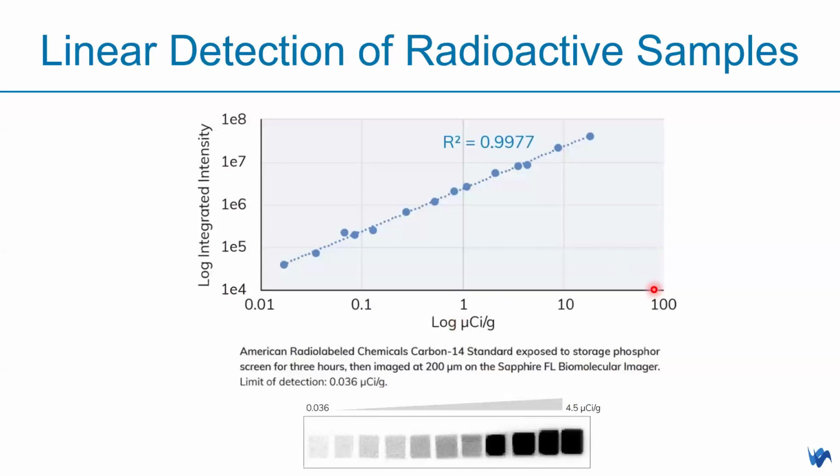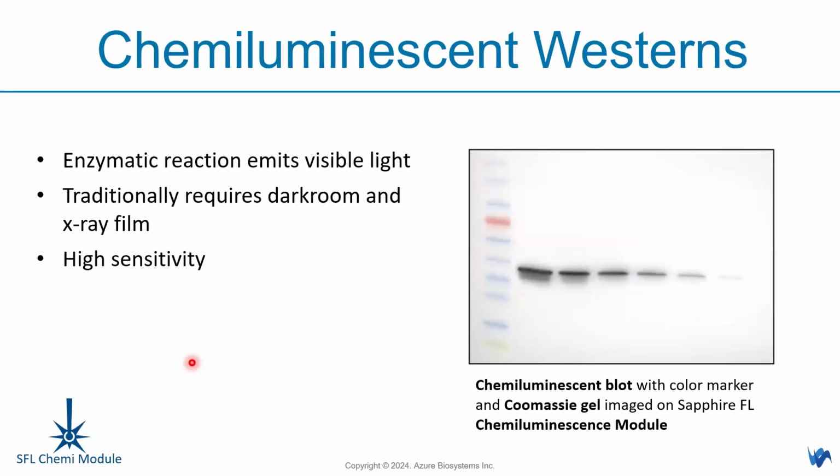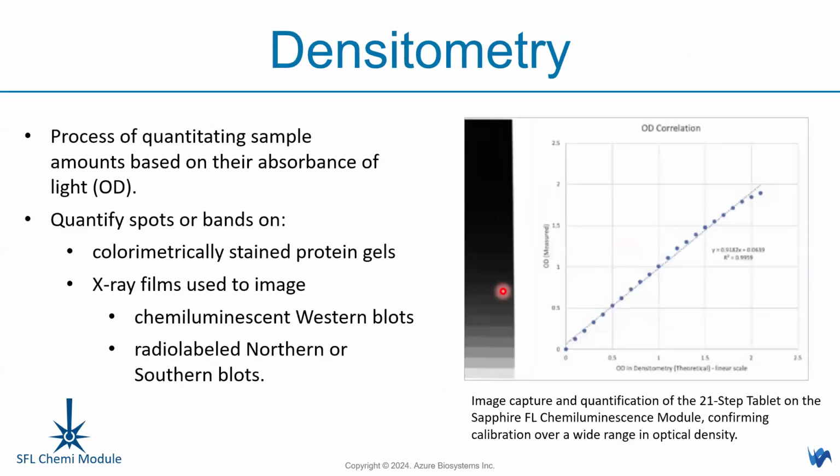Of course, we know the Sapphire FL is specifically a fluorescence laser scanning system, but if you need a chemiluminescence imaging module that complements your fluorescence scanning, we do have a chemiluminescence module. This chemiluminescence module is only able to capture chemiluminescence signals with color marker. It also has a densitometry package, which allows you to generate a standard curve based on your data with the standard plate that the kit provides.